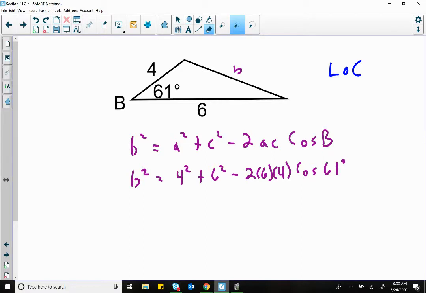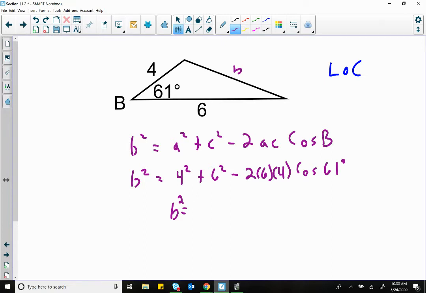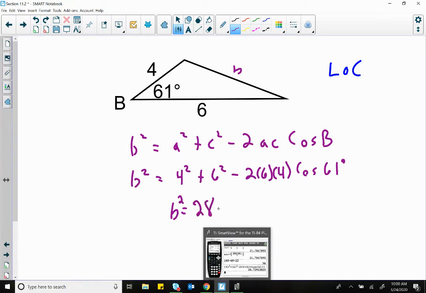So B squared is equal to 28 point, well, actually, wait a minute, don't round yet. I thought we were at the end. So we want to actually have all of that. 28.7, hey, it's right there at the bottom of my screen. 2, 9, 1, 3, 8, 2, 3. The reason why we don't round yet is because, hey, we're not at the end. This is what b squared is.